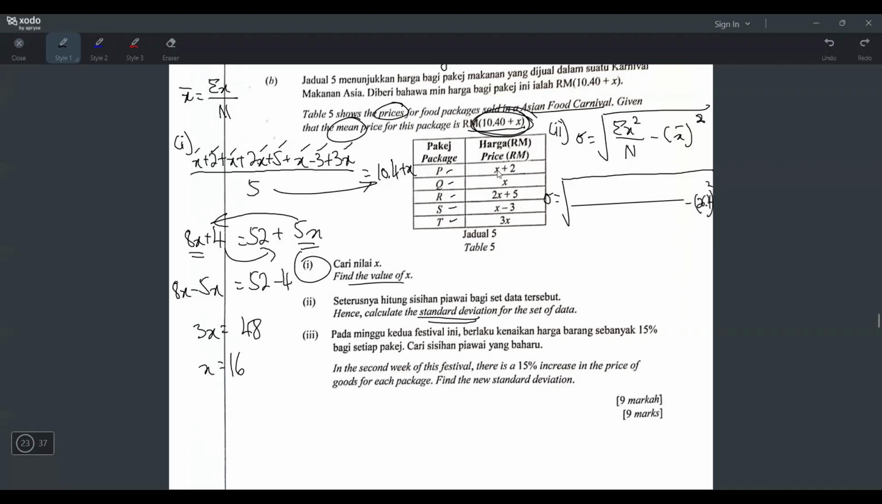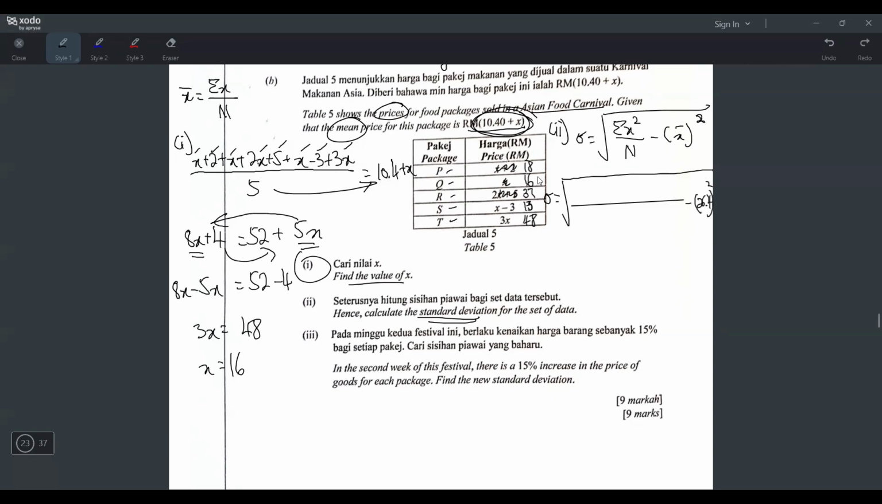So x plus 2 will be 16 plus 2, which is 18. This one will be x, which is 16. This one is 2 times x. 2 times 16 is 32 plus 5, 37, right? And then the next one will be 13. Why 13? Because 16 minus 3 is 13. Okay, x minus 3. The next one is 3 times x, which is 3 times 16, which is 48.